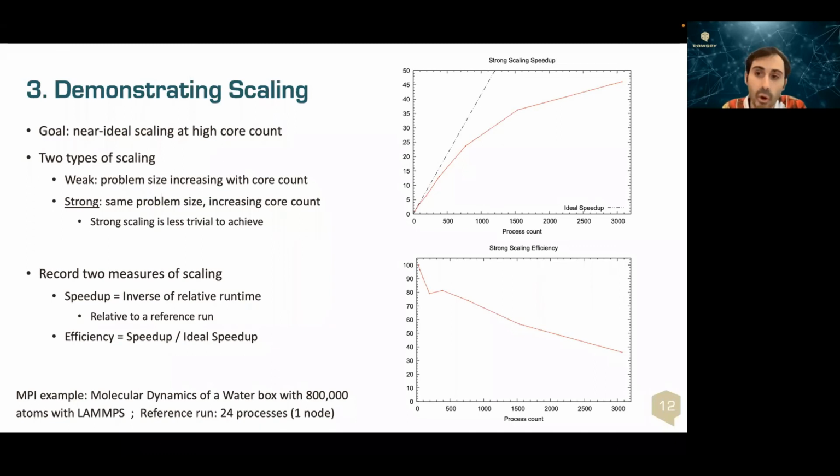process count, because, as I said in the previous slide, the parallelism comes at a cost. Algorithms are not scaling in an ideal way. There's always some hit, some overhead. You can also see that in terms of efficiency, the second quantity I mentioned. In the reference run, we have 100% efficiency, and as you go up in process count, in core count, the efficiency inevitably drops.